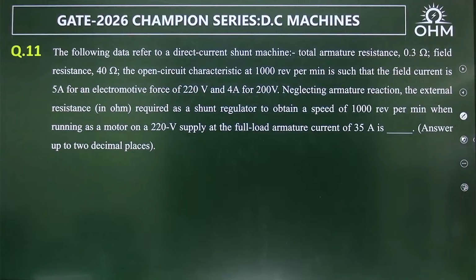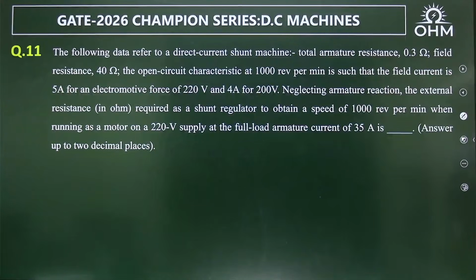The following data refer to a direct current shunt machine. Total armature resistance 0.3 ohm. Field resistance 40 ohm. Open circuit characteristics. You remember shunt machine open circuit characteristics. Open circuit characteristics are drawn between induced EMF and field current. Okay, look at that. Open circuit characteristics at 1000 RPM is such that the field current is 5 ampere for an EMF of 220 volt, 4 ampere for an EMF of 200 volt.